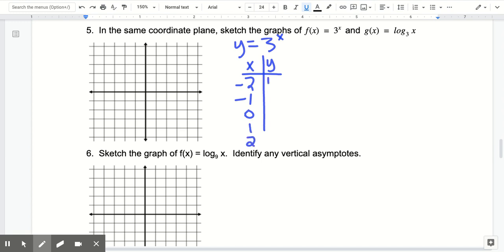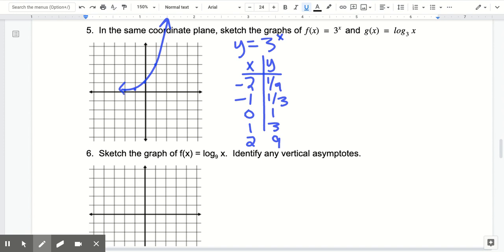3 to the -2 is 1/9. 3 to the -1 is 1/3. And go ahead and finish out that table. All right, so these are the points that we get. I can't quite fit them all in there, but you get the idea. And that's our exponential growth function.